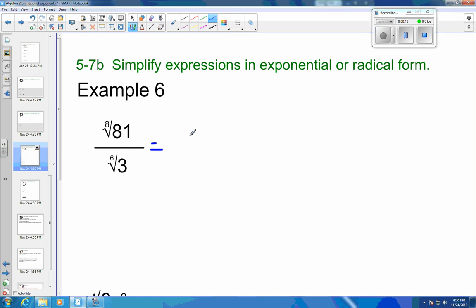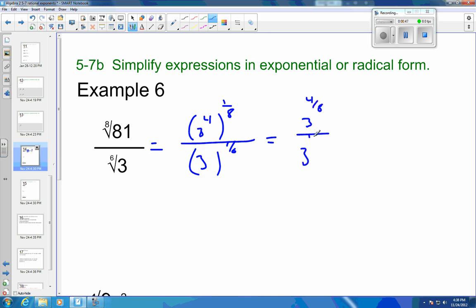So I know 81 at this point is 3 to the 4th, and I know that this is going to be to the 1/8 power. I also know that 3 is just 3, so this is 3 to the 1/6 power. Whenever I take an exponent to an exponent, I multiply. So this is 3 to the 4/8 over 3 to the 1/6.